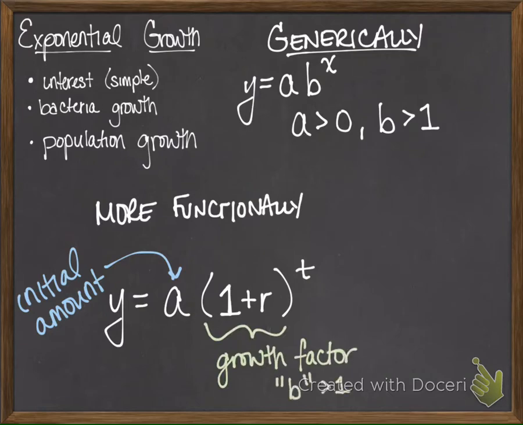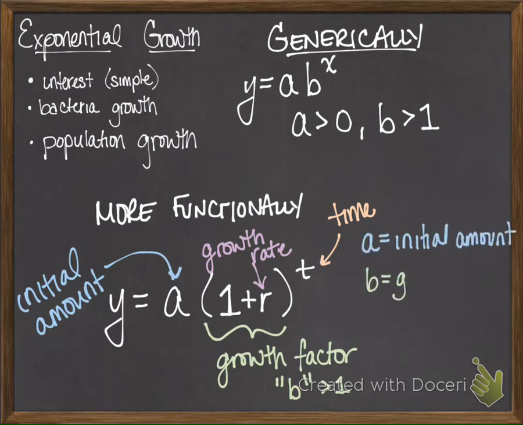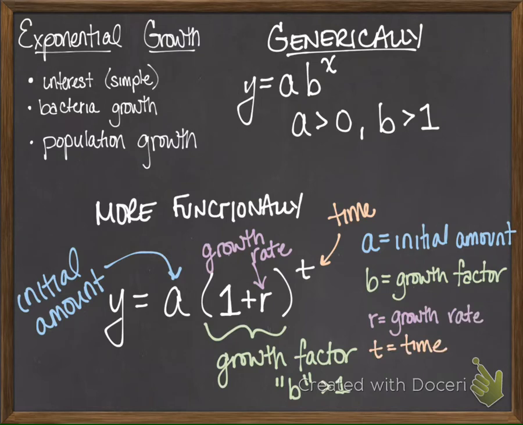Our growth factor, that's really the b value. 1 plus r is b. 1 plus r so that we can be greater than 1. R is specifically the growth rate. Now we write that as a decimal. So 1 plus 0.07 if we grow by 7%, which 1.07 would be our growth factor. And then t is time, usually measured in years because that's usually the period of time we're given for our rate. So just to recap, a is our initial amount, b is our growth factor, r is the growth rate, and t is time.